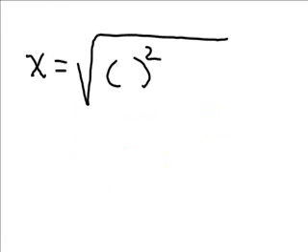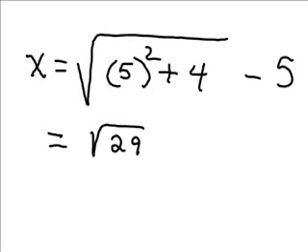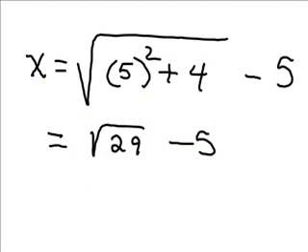Okay, so x is equal to the square root of p over 2 squared plus q, where p over 2 was equal to 5, and q was equal to 4. And then we're going to subtract out p over 2. So if I work this out, that's 25 plus 4, that's the square root of 29 minus 5. If you use your calculator to get the square root of 29 minus 5, let's use an approximation since it's not exactly equal, you should get 0.3852.